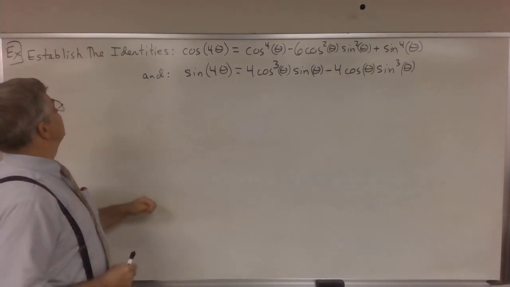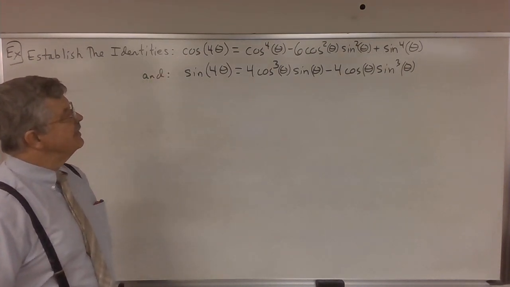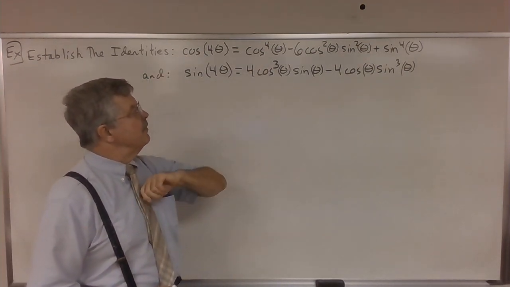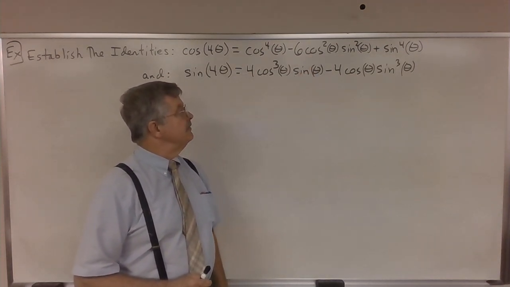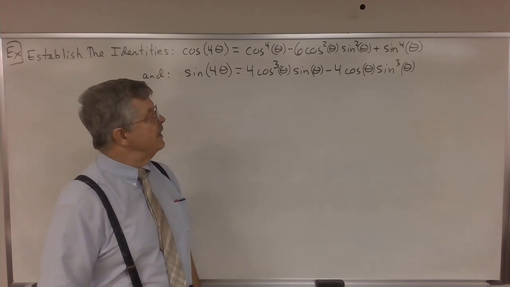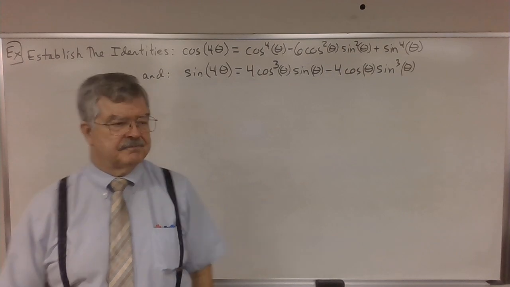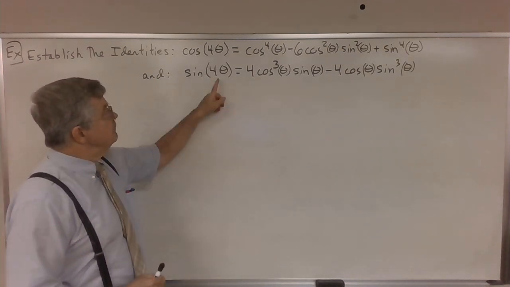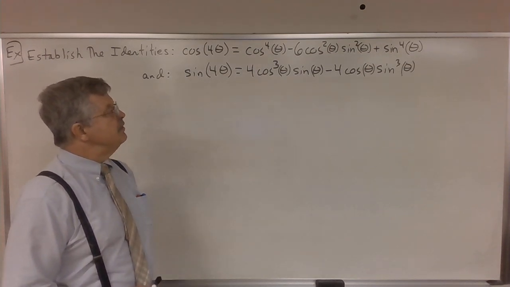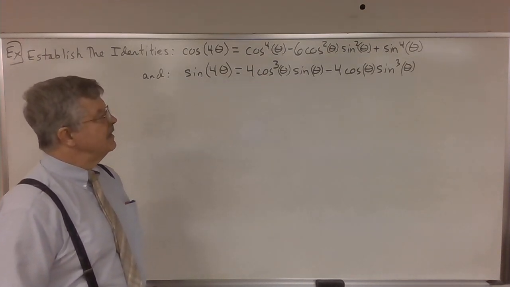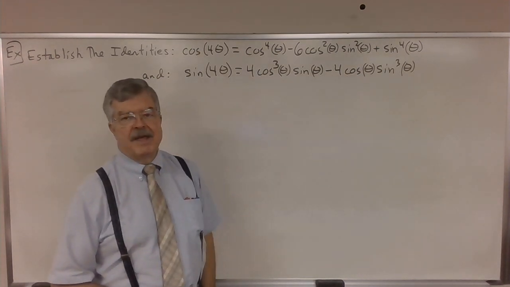Confirm the identities. Cosine of 4 theta is cosine to the 4th theta minus 6 cosine squared theta sine squared theta plus sine to the 4th theta. And sine of 4 theta is 4 cosine cubed theta sine theta minus 4 cosine theta sine cubed theta.